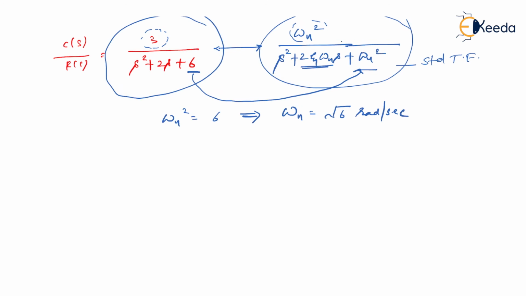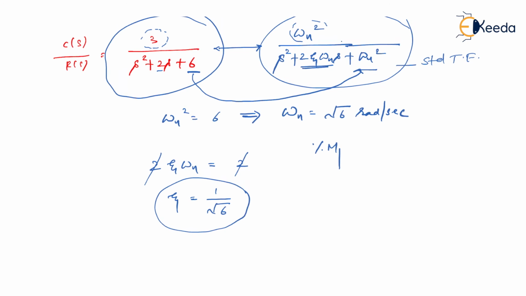Similarly, the coefficient of s is 2 zeta omega n in the standard transfer function, and what we have over here is 2. So this 2 gets cancelled. The value of omega n, let us substitute and get the value of zeta, which comes out to be 1 upon root 6. We know that it is a unitless quantity. Please don't forget that.